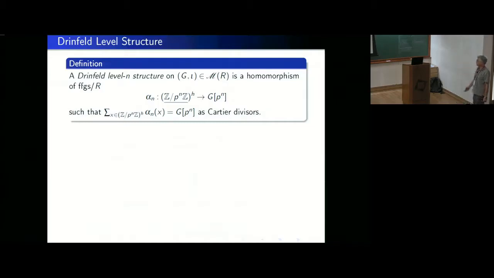it's not one-dimensional. It's zero-dimensional, maybe G[p^n]. But what we mean is that if we embed it in the formal group, which is one-dimensional, then really this equality holds as Cartier divisors.